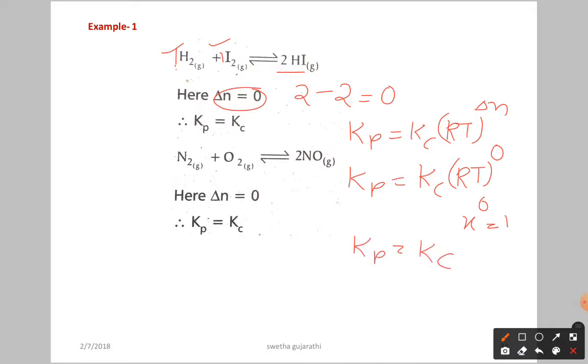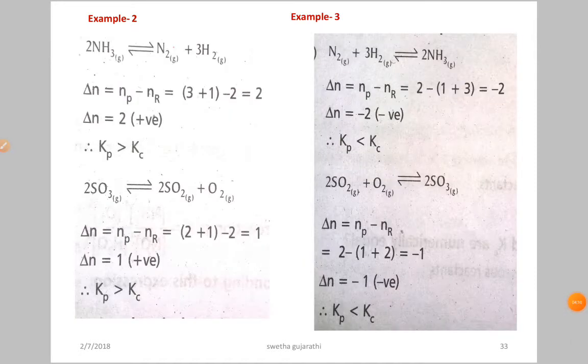So this is the relation. So we got Kp equal to Kc in this case. Now move to the next example. Now let us see the next example.